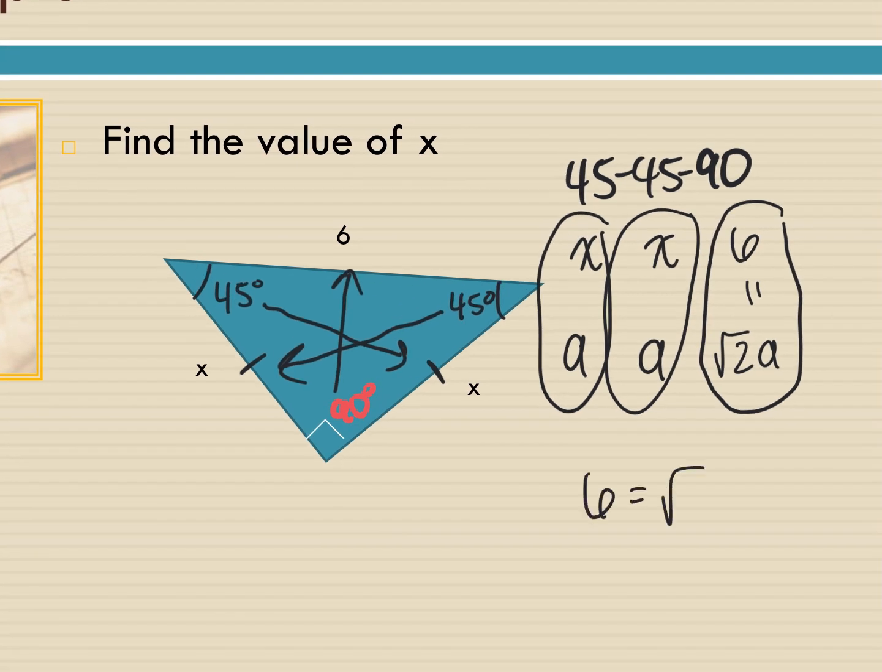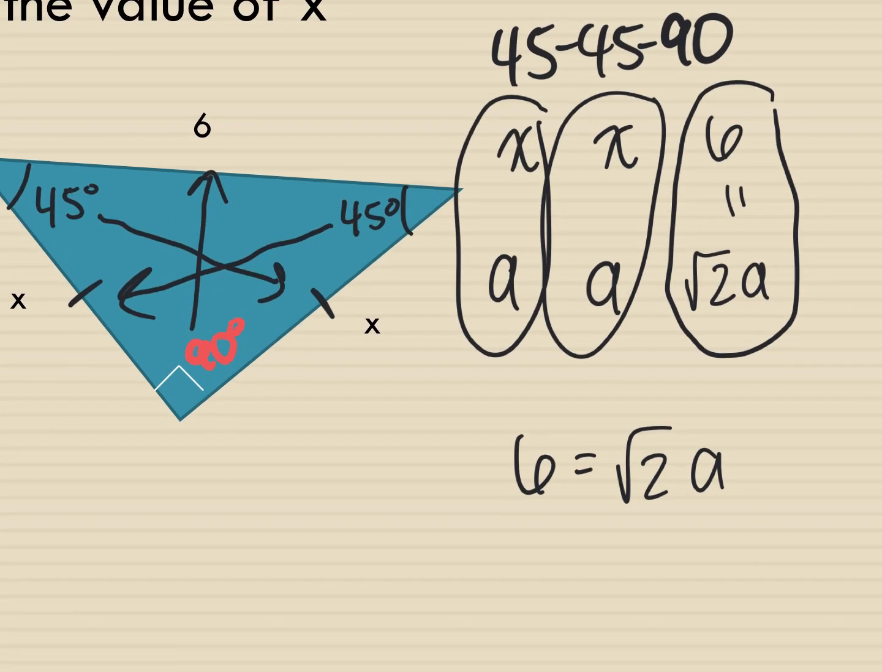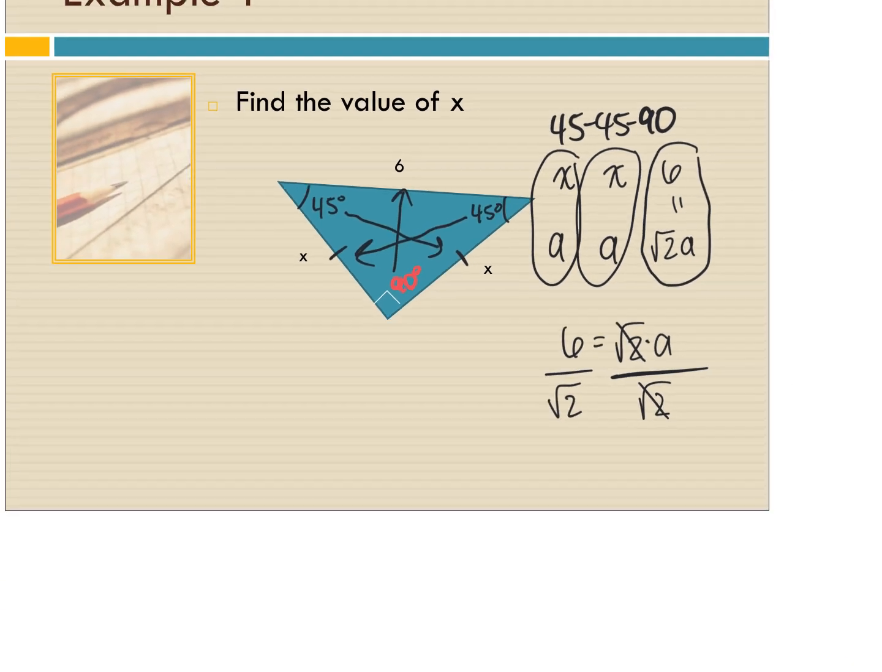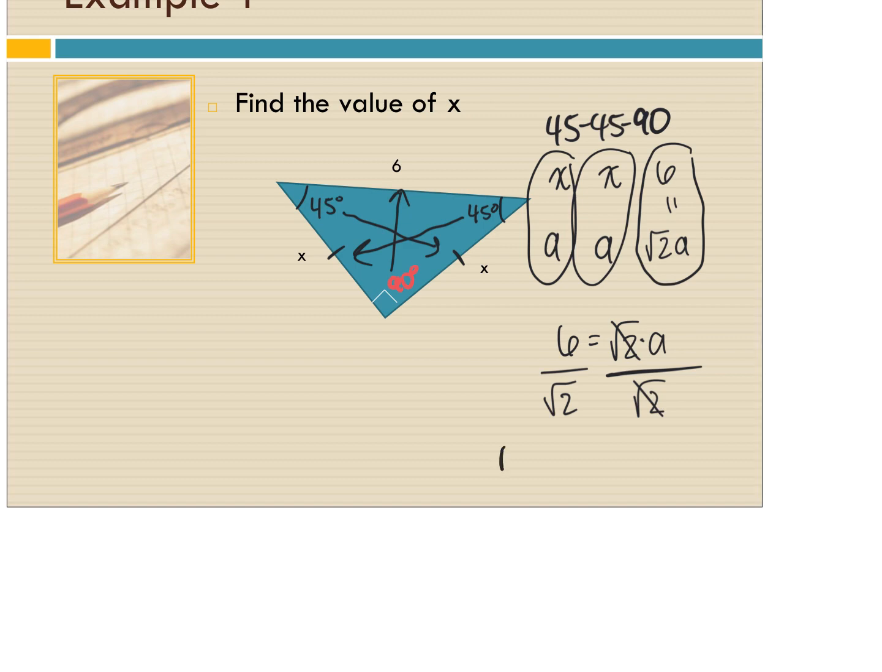6 equals the square root of 2 times a. How do you solve for a? No, you don't square it. Divide by the square root of 2. Do you guys agree that the square root of 2 is being multiplied by a here? So if we divide by the square root of 2, wouldn't they cancel? Divide by the square root of 2. Now, in your calculators, I need everyone to do this. Divide 6 by the square root of 2, and let's see what we get.